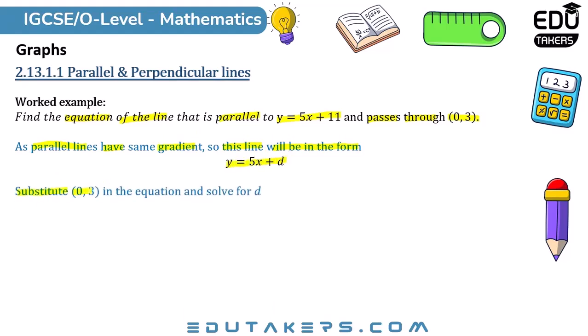Substitute (0, 3) in the equation and solve for d. So 3 is equal to 5 times 0 plus d. So d is equal to 3. Put d is equal to 3 in the equation. So y equals 5x plus 3.